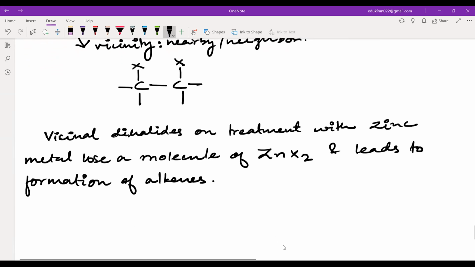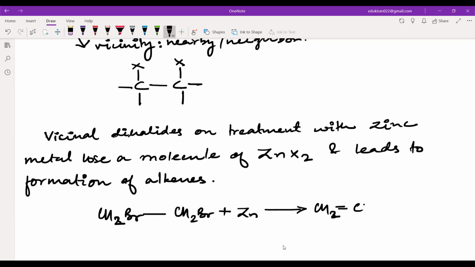So a simple reaction you can write: CH2Br single bond CH2Br plus zinc is going to give me CH2 double bond CH2 plus ZnBr2. So write this down, let me know if you're done.